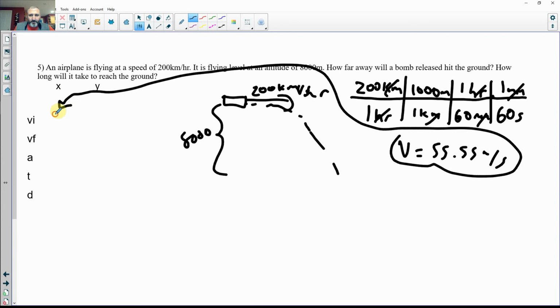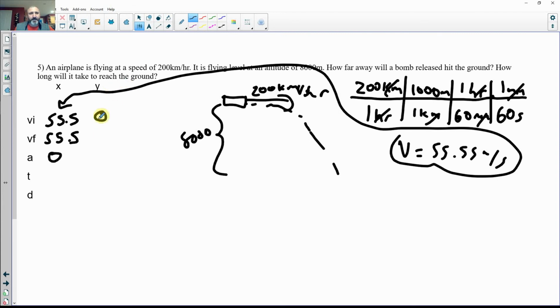So the plane is flying horizontally at 55.5 meters per second. Therefore, the bomb is also going 55.5 meters per second because of our rules: no acceleration in the x dimension. The bomb is going to drop from rest in the y.